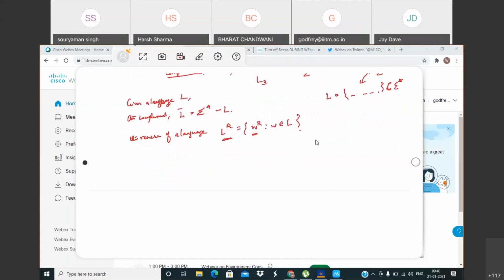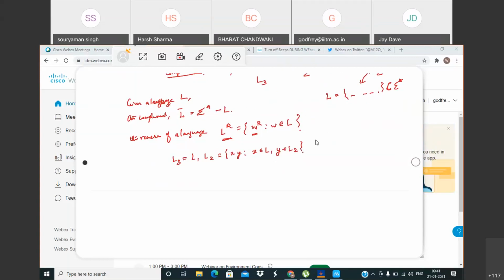Now, if you have two languages, L1 and L2, then the concatenation of these languages is obtained as L3 = L1 L2, such that it's going to have X followed by Y, where X belongs to L1 and Y belongs to L2.